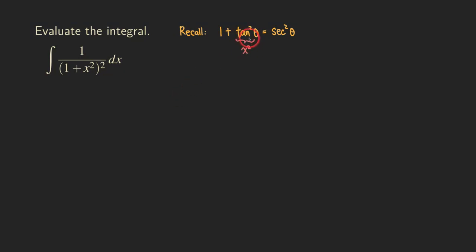If I claim that this tangent squared theta is x squared, then 1 plus x squared, which is exactly what we have right here, can later be replaced by the secant squared theta. Okay, so now what is our substitution? Since x squared is equal to tangent squared, then x is going to be just tangent theta here.